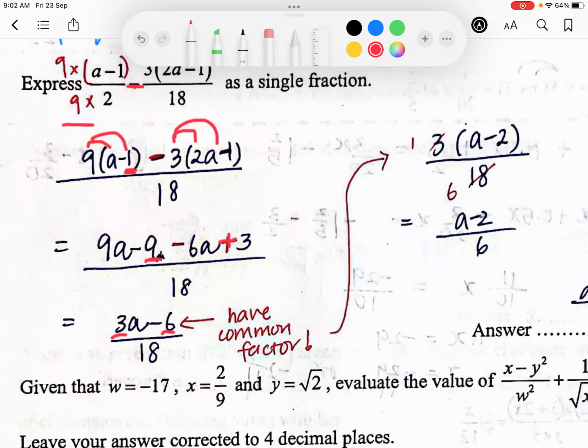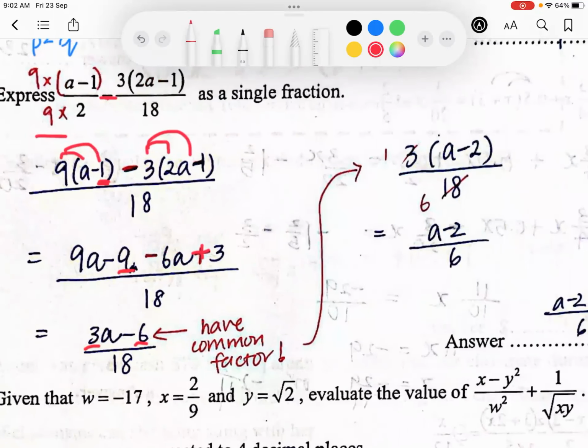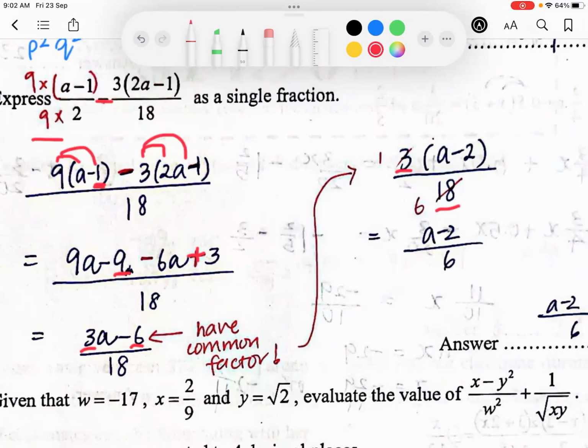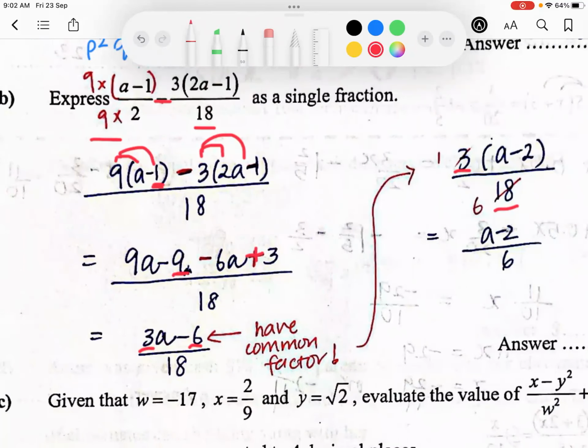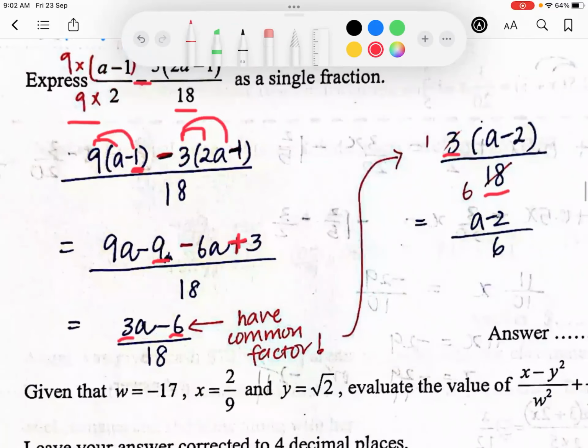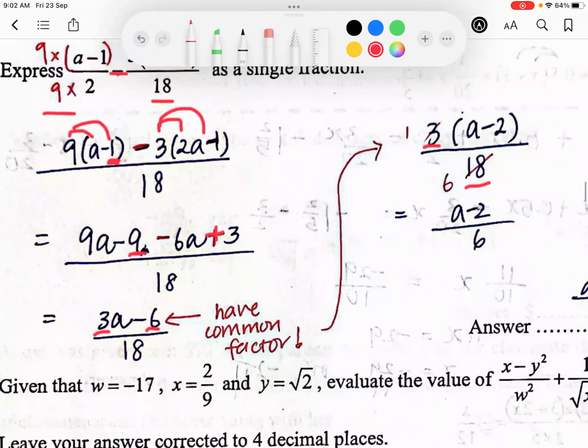Why is that so? Because sometimes my denominator and my numerator, there are common factors that I can still reduce and cancel away. Especially for students who like to do, oh, times 18 times 2 to the denominator, the number always becomes bigger. So definitely there might be common factors as well. Okay, so then we cancel away.